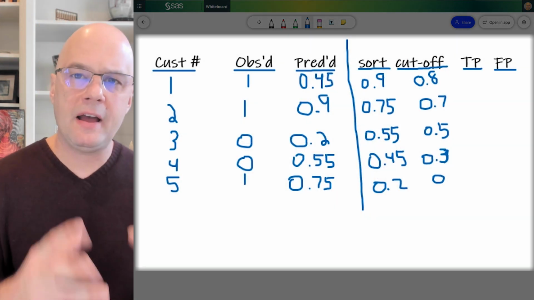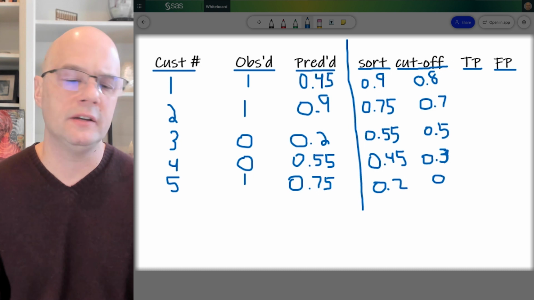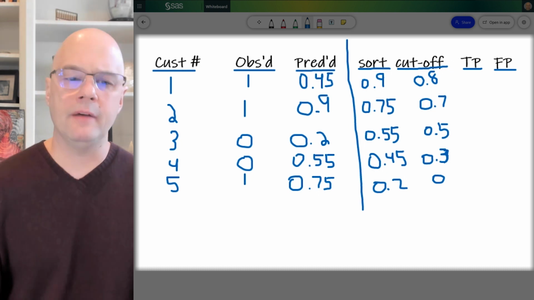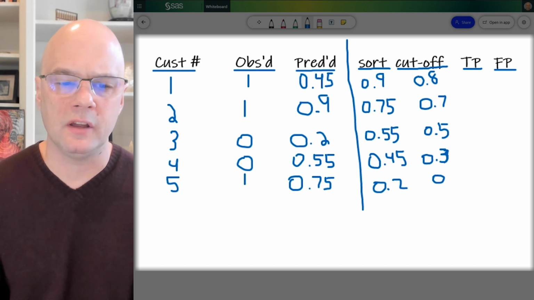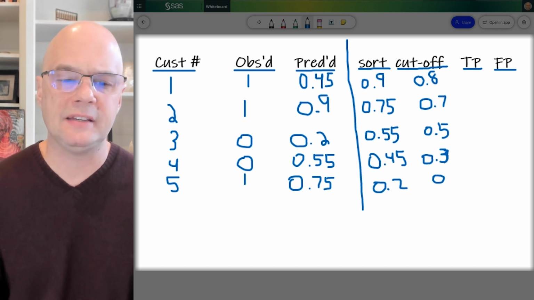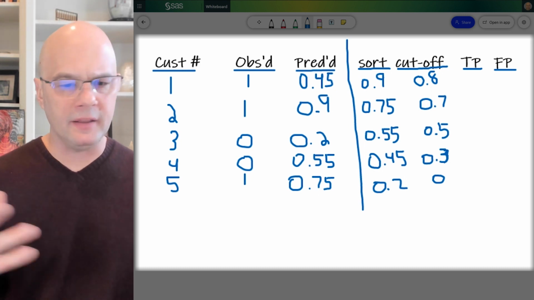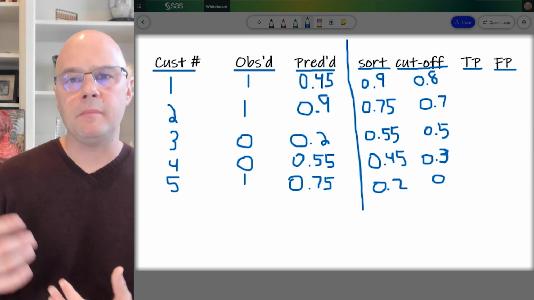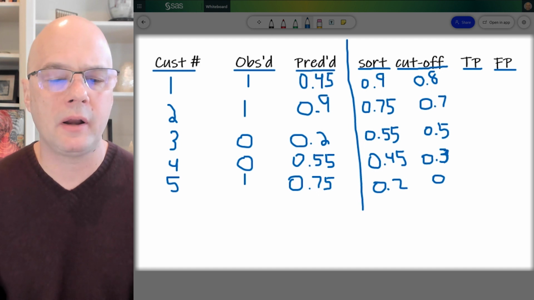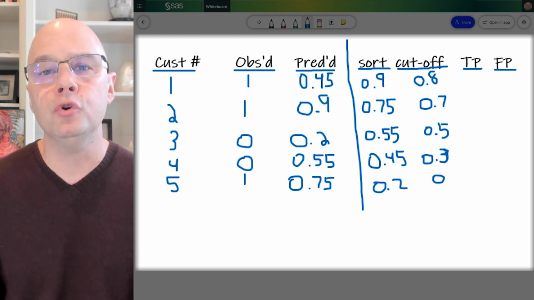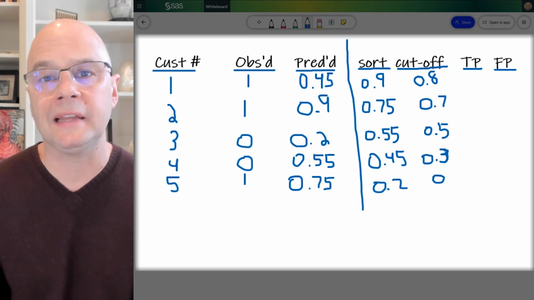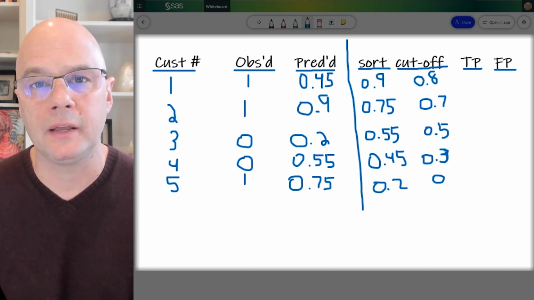All right, let's jump into the example. I've got 5 customers in this very simple example, customers 1 through 5. Again, I've got my binary target, the observed column. Each case is either a 1 or a 0. And in this simple example, I've got 3 observed cases. Those might be customers that have responded to my marketing campaign, and I have 2 non-events or 2 zeros. Those are customers that historically did not respond to my marketing campaign.